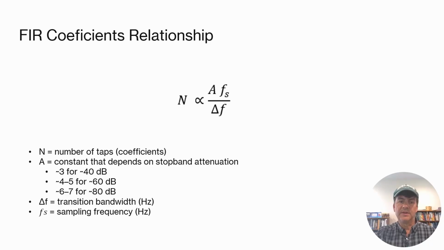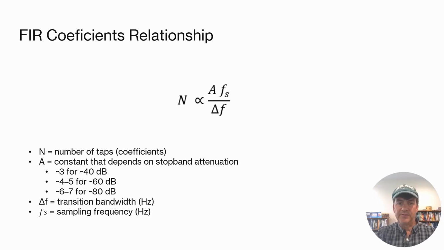Roughly speaking, the number of coefficients or taps required by an FIR filter follows the relationship shown on this slide. The constant A depends on the required stop band attenuation and the type of filter design being used, such as windowing methods or Parks-McClellan algorithm. In our case, the filter is designed using the Parks-McClellan method available in T-Filter.